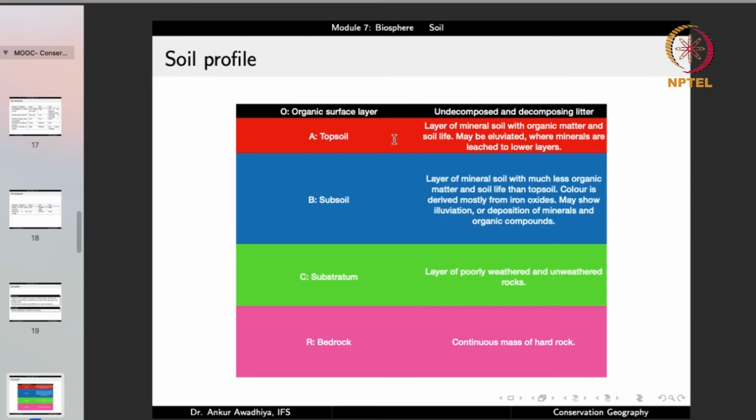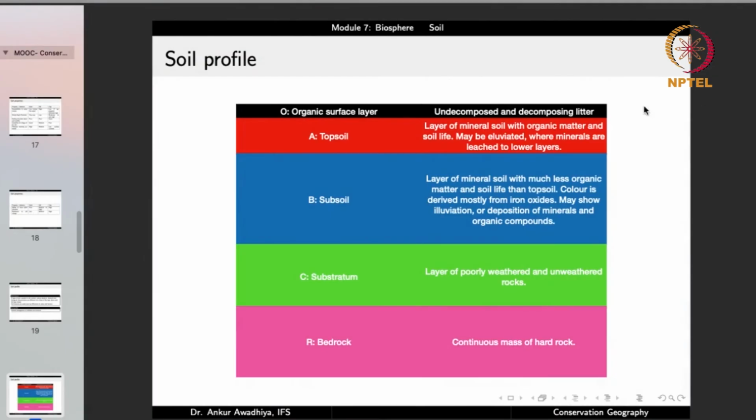After that, we have topsoil. Topsoil is a layer of mineral soil with organic matter and soil life. It may be eluviated, where minerals are leached to the lower layers. Typically, this is the most important layer of the soil when we talk about things such as forestry or agriculture, because this is the layer that the plant roots come most in contact with, and this is the layer which, if it is fertile, will help the plants to grow very fast.